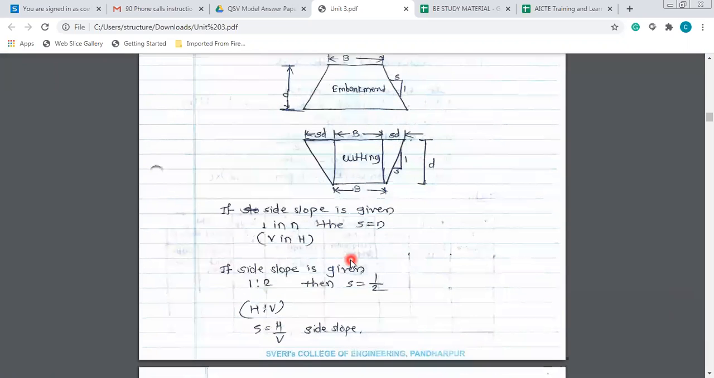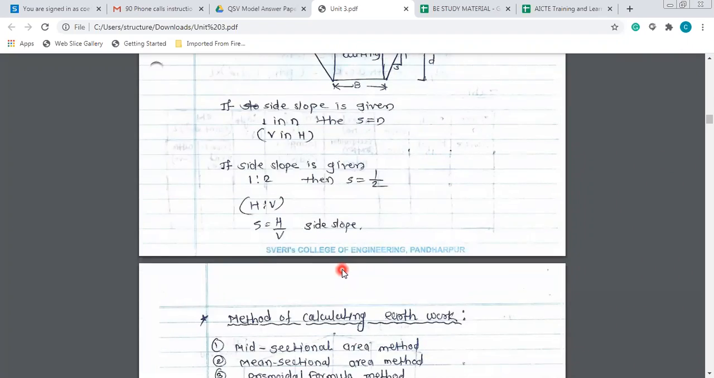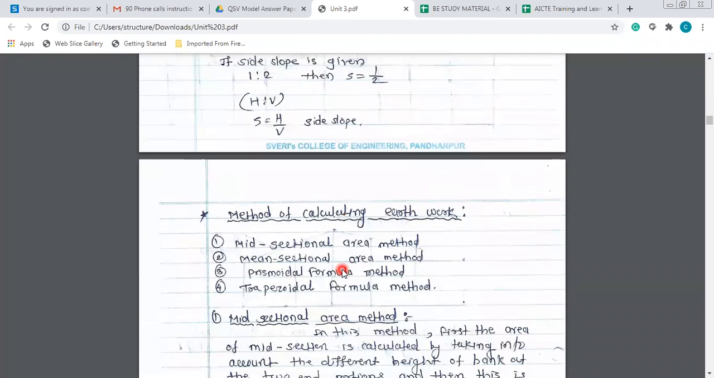Then if the side slope is given as 1 in n, that is s equals n, that is 1 vertical to s horizontal. If the side slope is given as 1 is to 2, then s equals 1 by 2, that is horizontal to vertical. I think you are familiar with this part, which is horizontal and which is vertical.